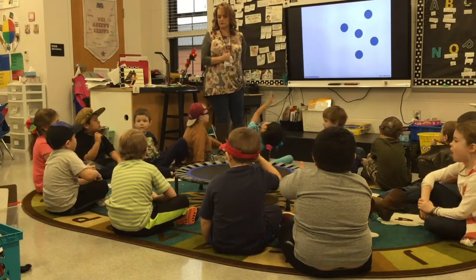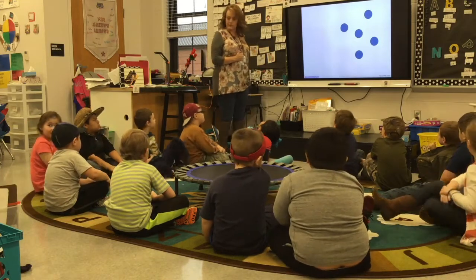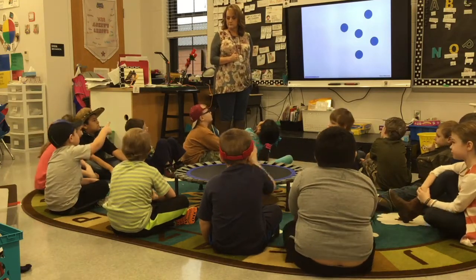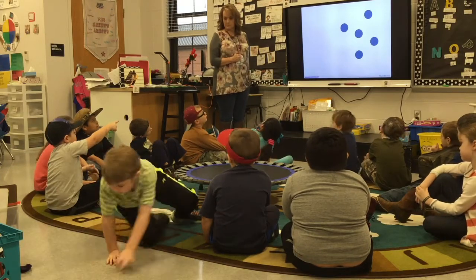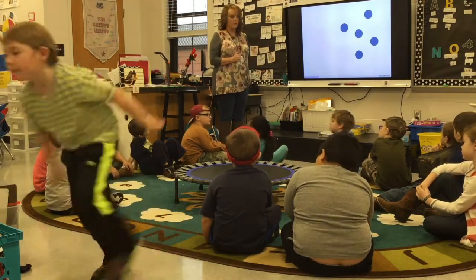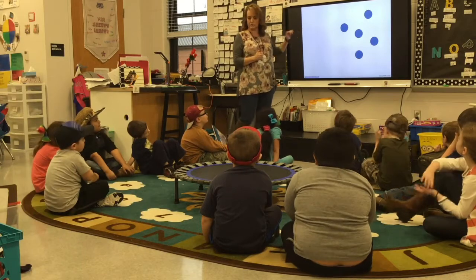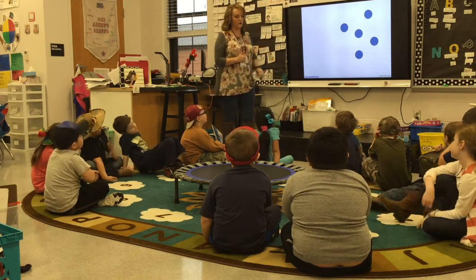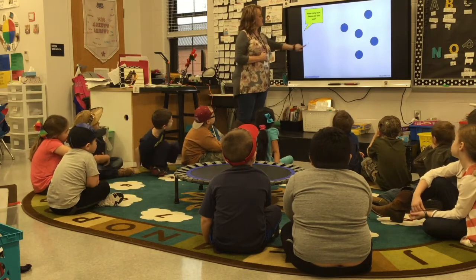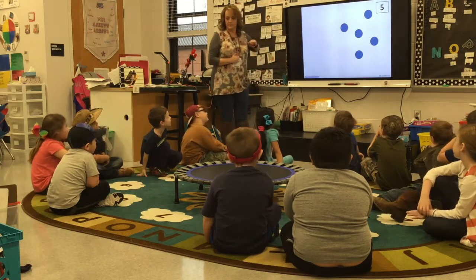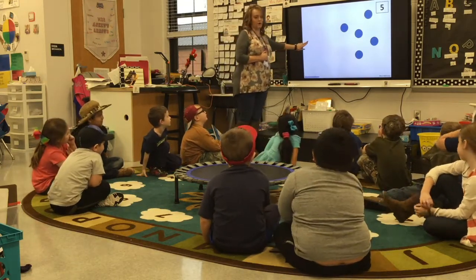Matt, how many dots do you see? 5. How do you know that? Because there's 3 on the line and then there's 2 more. Okay, so you saw 3 in a line and 2 more. Okay? All right, are you ready? Let's see if he was correct. How many is that? 5. So he was right.